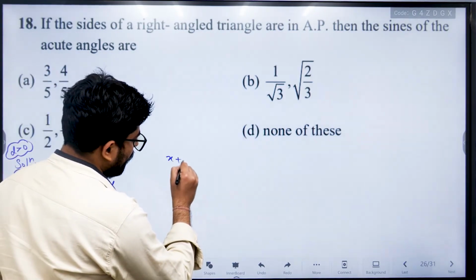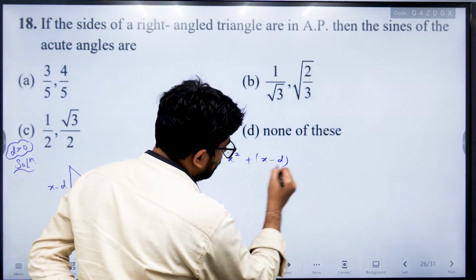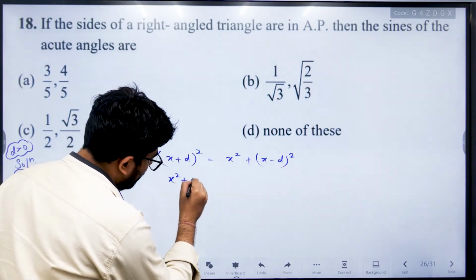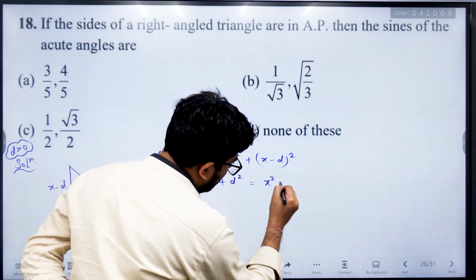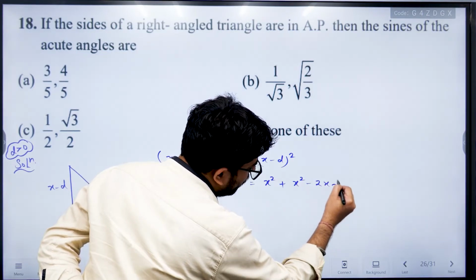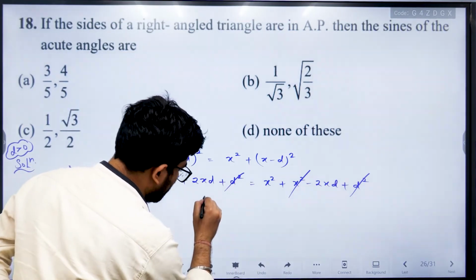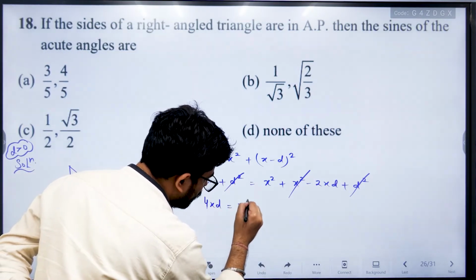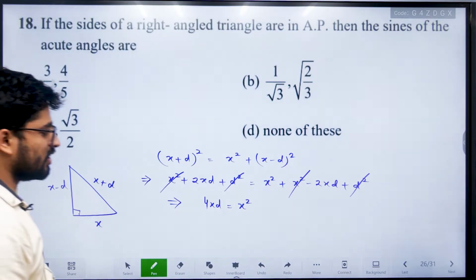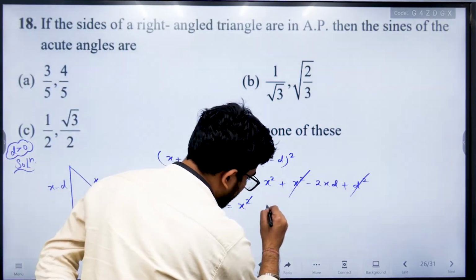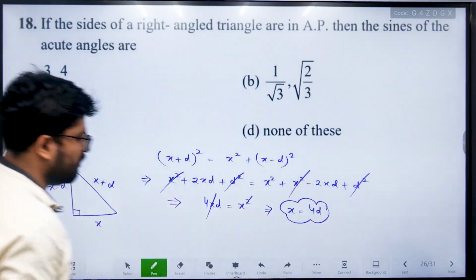So x plus d whole square is equal to x square plus x minus d whole square using Pythagoras. When you simplify, you will get x square plus 2xd plus d square is equal to x square plus x square minus 2xd plus d square. Cancel d square and x square, and take 2xd here, you will get 4xd is equal to x square. X is a side of the triangle, so x cannot be 0. Cancel x from both sides, and x is equal to 4d.